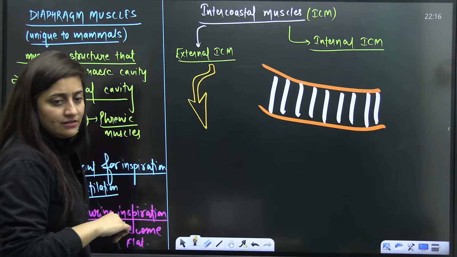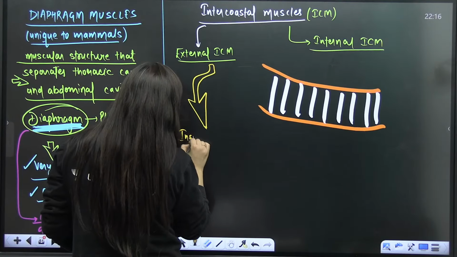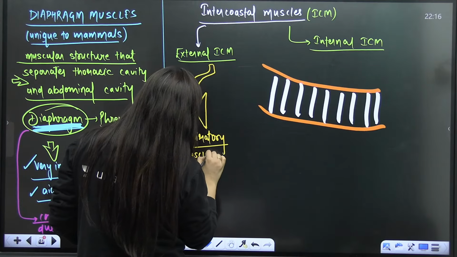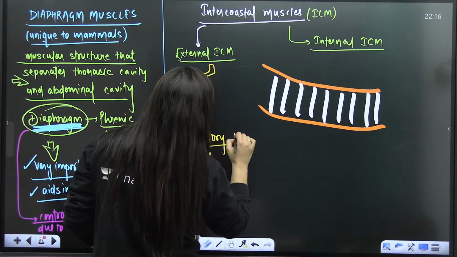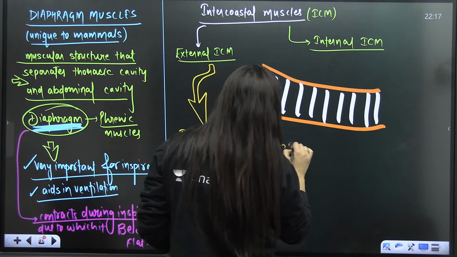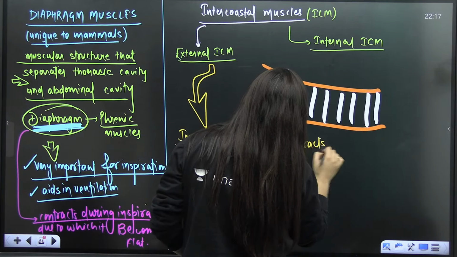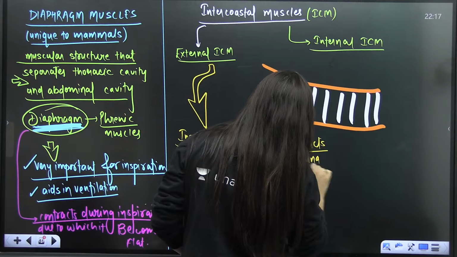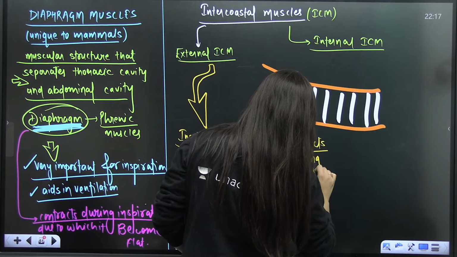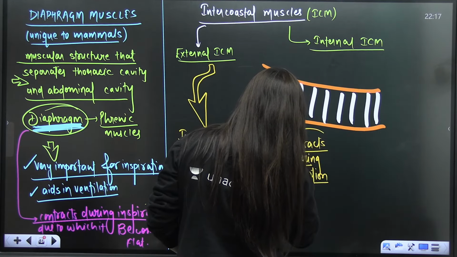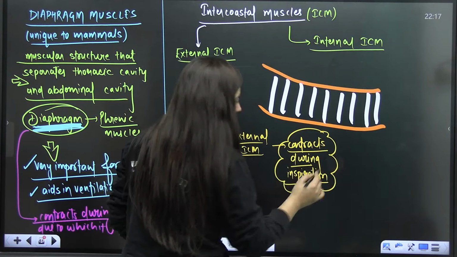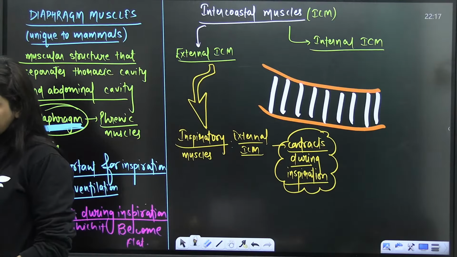Okay, so next is the external intercostal muscle. It is also your inspiratory muscle. The diaphragm is also your inspiratory muscle, and this one is also an inspiratory muscle. Why? Because this external intercostal muscle contracts during inspiration. So it is also an inspiratory muscle, that is, it contracts during inspiration. That is something you have to keep in your mind. Is that clear?